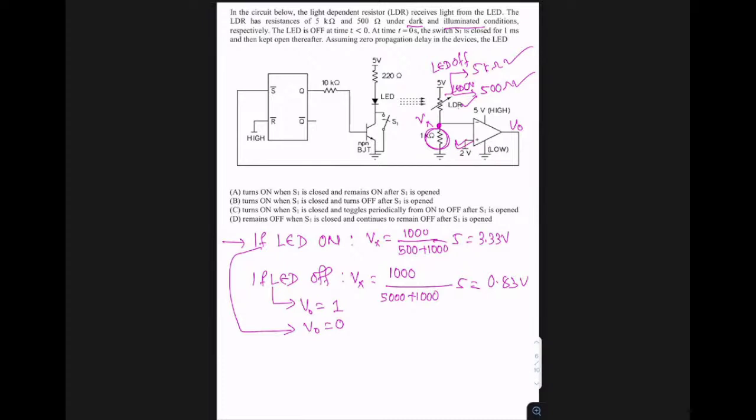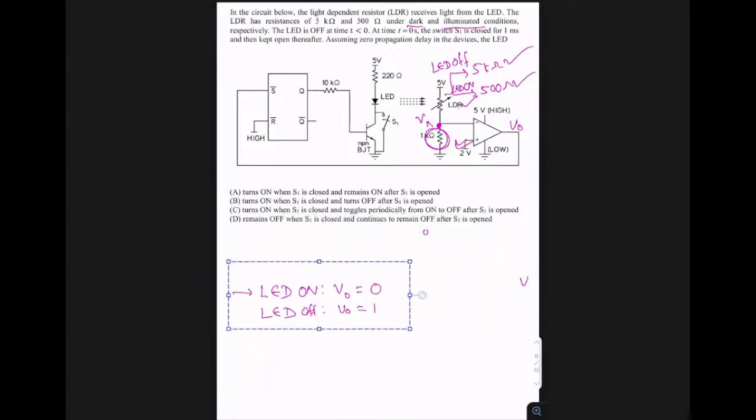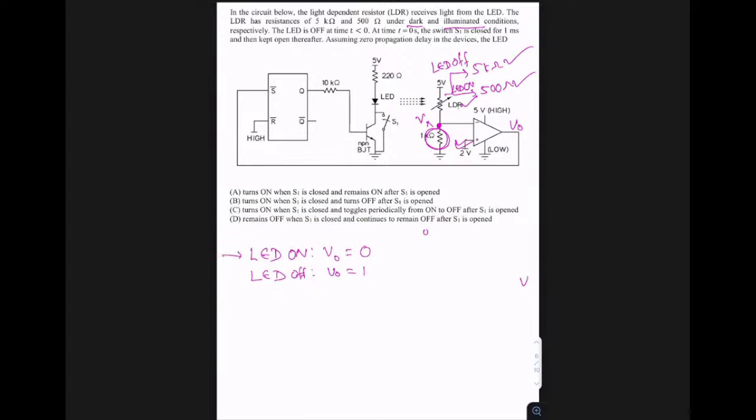So if I want to summarize this, I can think this way. If LED is on, your V0 is equal to how much? 0. If LED is off, your V0 is equal to 1. But what is the consequence on S and R? So if you see this, V0 is equal to 0.